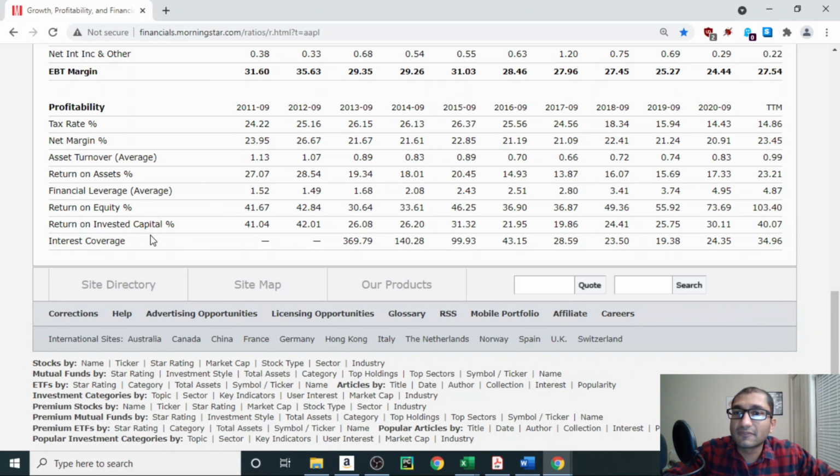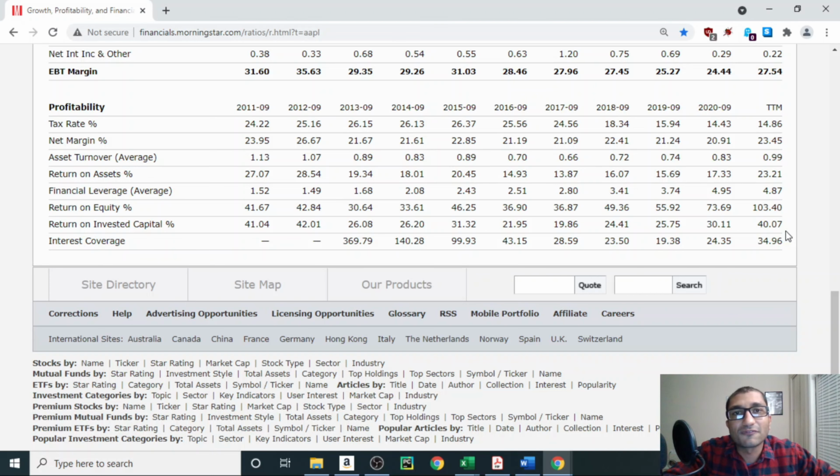Next, looking at the return on invested capital. This number gives us an idea of how good the management is at allocating the company's capital and getting a return on that investment. Back in 2011, Apple's return on invested capital was about 41%. For the year 2020, it was about 30%, and for the trailing 12 months, it's about 40%.